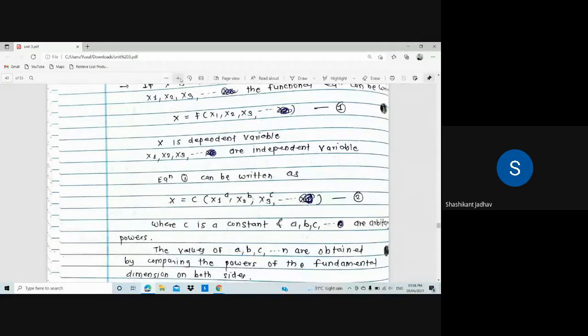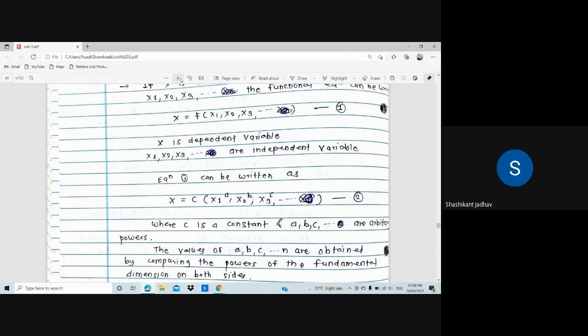And write down the meaning. x is nothing but the dependent variable, since it depends on something. So write down: x is the dependent variable. Then next line: x1, x2, x3 are independent variables.